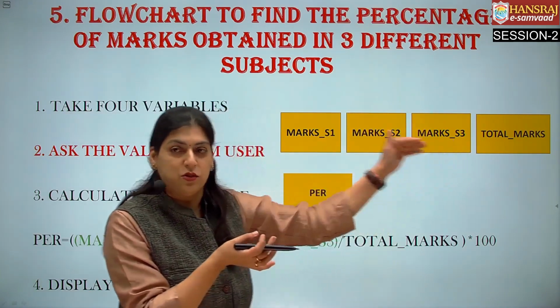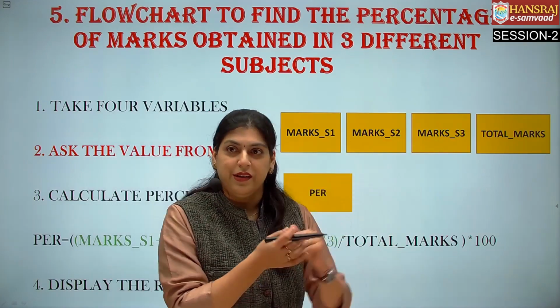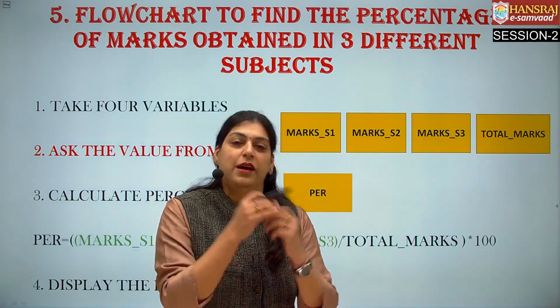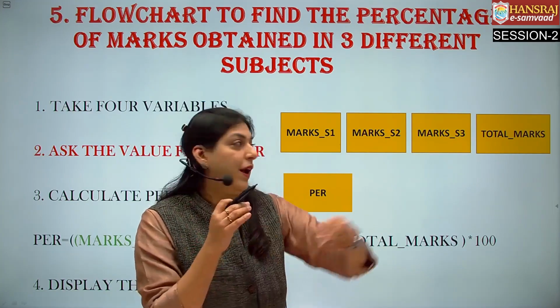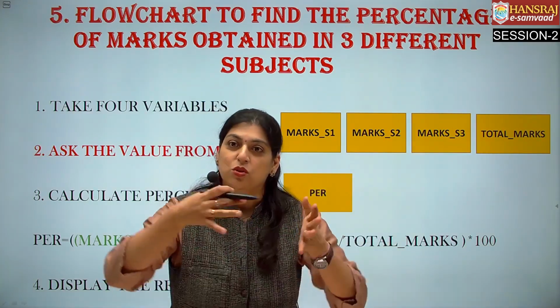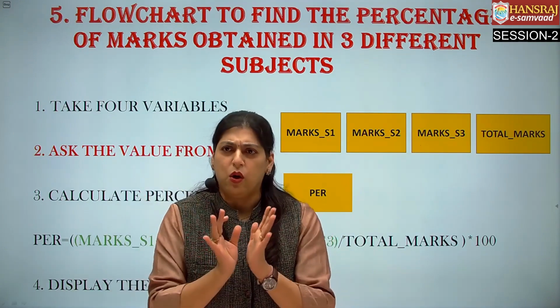80 out of 100. So the total marks come out to be 300. It can be out of 100, it can be out of 70, we are not sure. So we are asking the user to enter this total marks, the total of all the three. Again, it is up to you how you develop the logic.